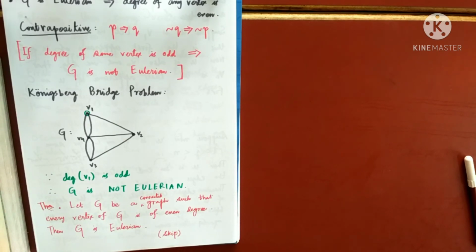So am I clear up to this one? I have a necessary and a sufficient condition to be Eulerian. A graph is Eulerian if and only if degree of every vertex is even. So I have an if and only if condition. Okay.